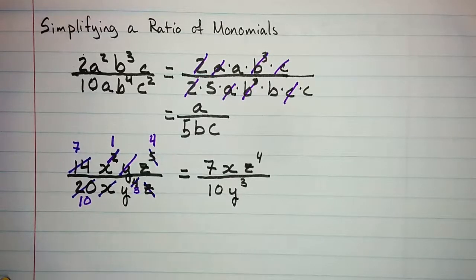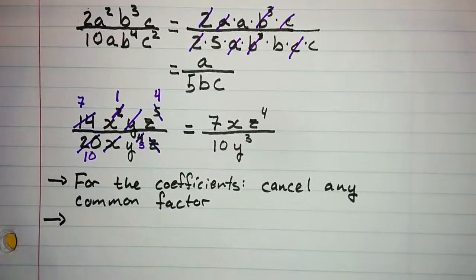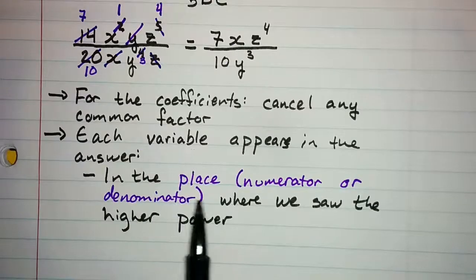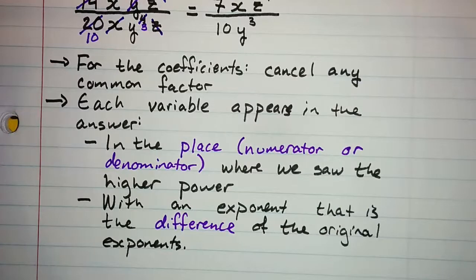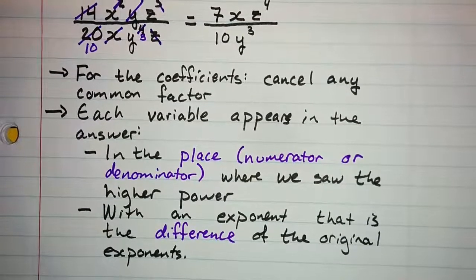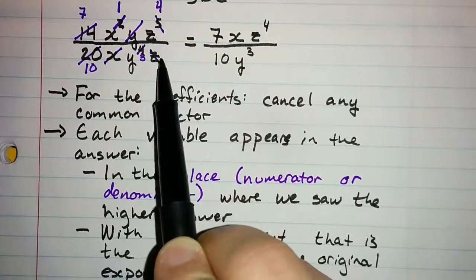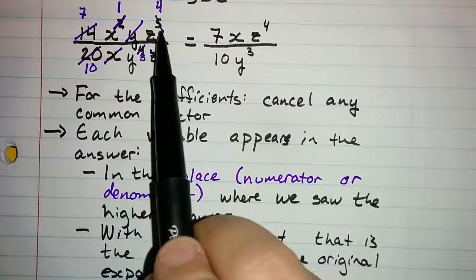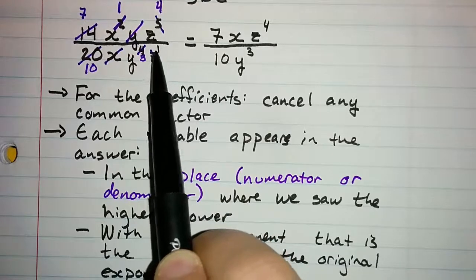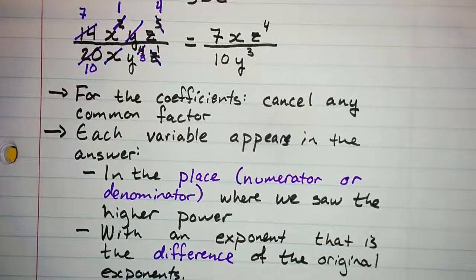What did I do here? First, for the coefficients, I canceled any common factor. Then, for the variables, each variable appears in the answer in the place, numerator or denominator, where we saw the higher power, and with an exponent that is the difference of the two original exponents. So here originally I saw a z in the numerator and in the denominator, but I saw a higher power of z in the numerator. I subtracted 5 minus the first power of z in the denominator. There was a z to the fourth remaining in the numerator.